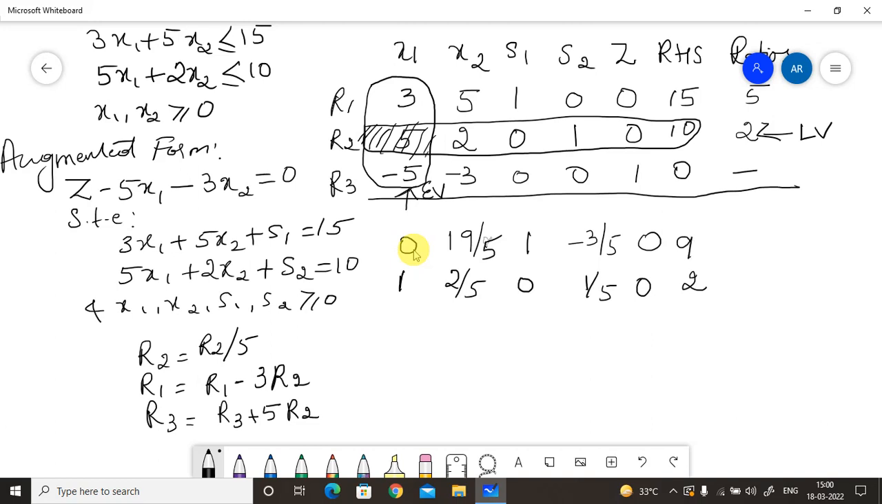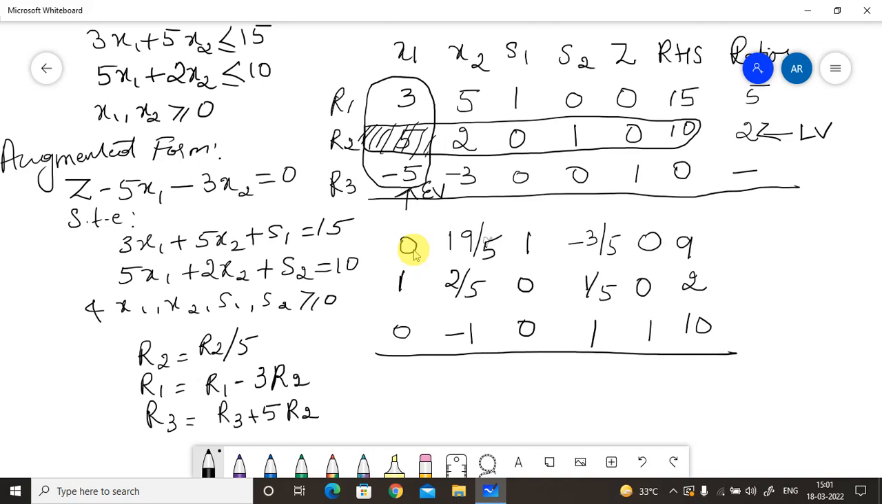Similarly for the third row, we'll go R3 equal to R3 plus 5 R2. So this will become 0, right? And here it will be minus 1, and this will become 0, and here it is 1, then 1, and last you will get a 10. Okay, so this was the last row here, and you can see there is one negative and the rest of the values are positive. So we have not reached the optimal solution.